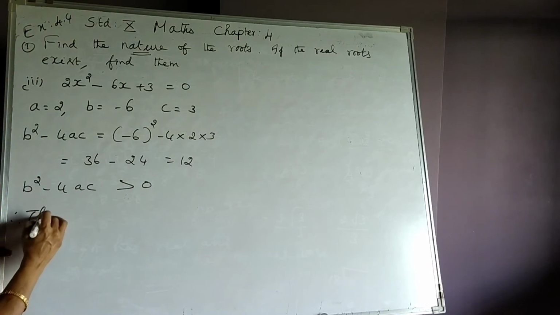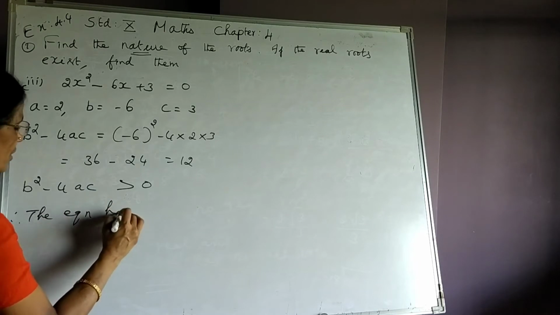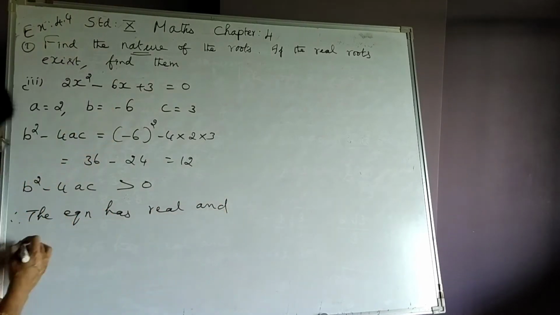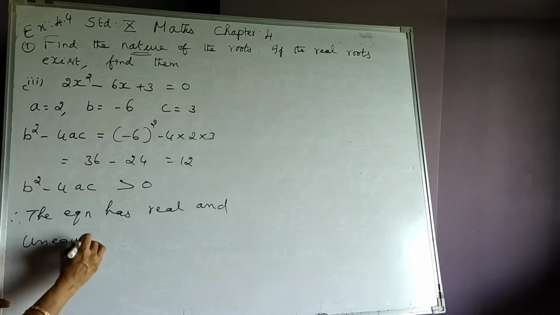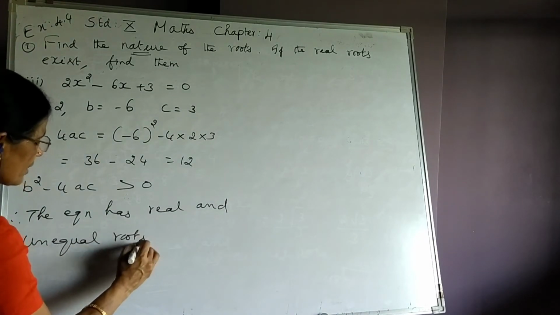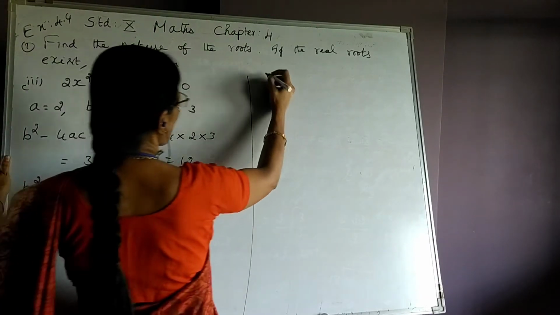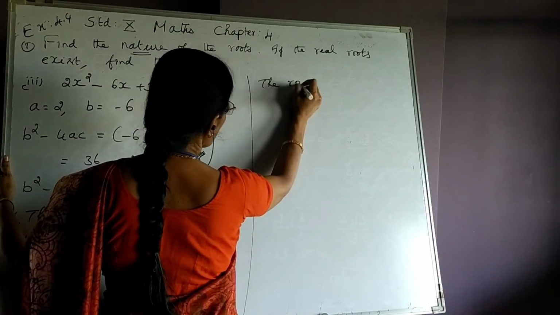Therefore, what is the nature? The nature is the equation has real and unequal roots. If you find the roots, they won't be equal, they will be unequal. So which are the roots? The roots are similar to the previous sum.